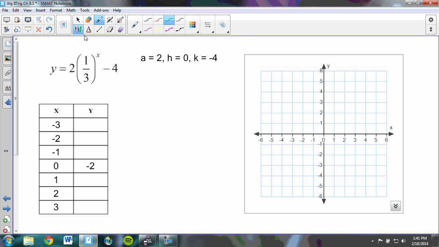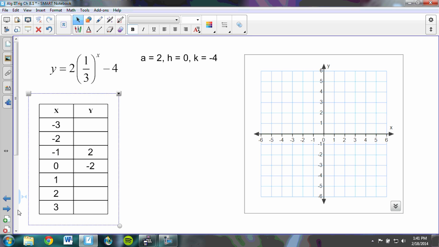The easiest one to do is actually going to be -1. 1/3 to the -1 is 3, because the negative power flips the fraction over. It's the reciprocal. So 1/3 to the -1 is 3, times 2 is 6, minus 4 is 2. Let's get this graph.